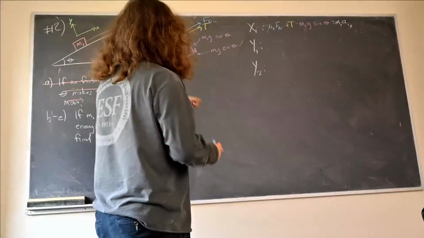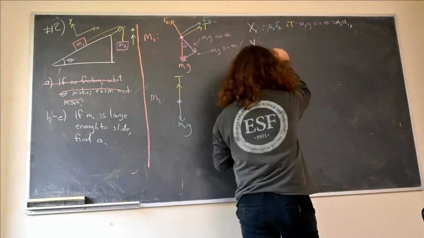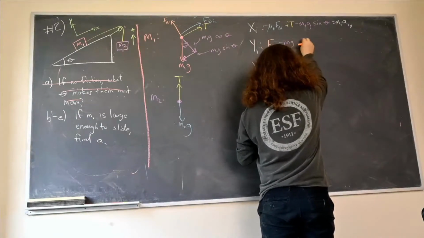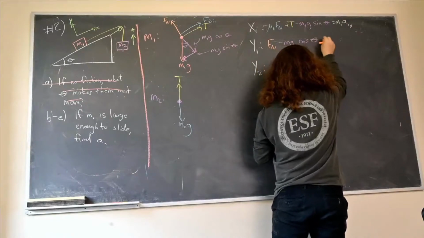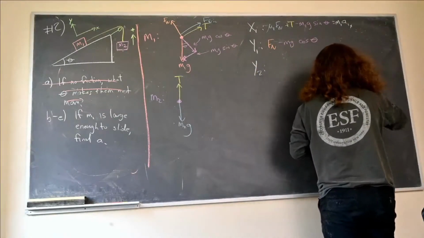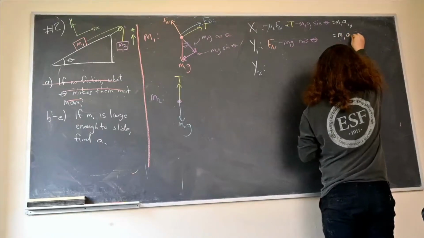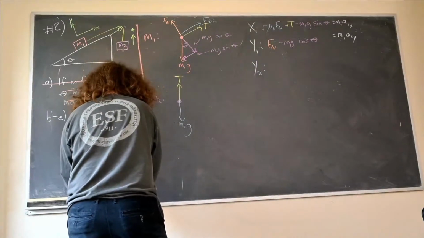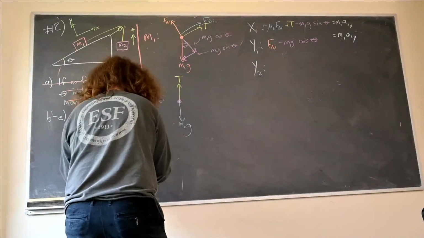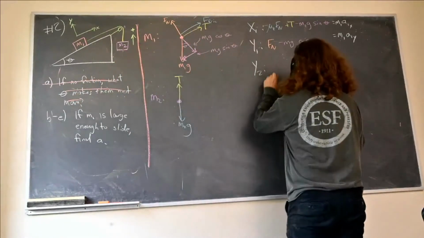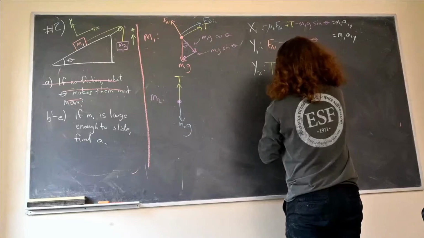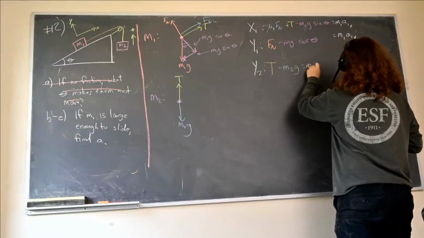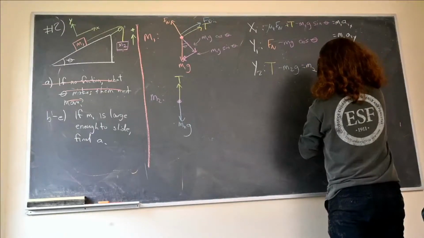Here, in the y direction, I've got the normal force and gravity again. I have Fn minus m1g cosine theta equals m1 a1y. And here again, I have T minus m2g equals m2 a2y.